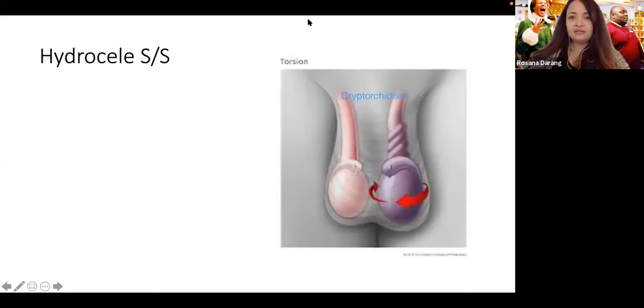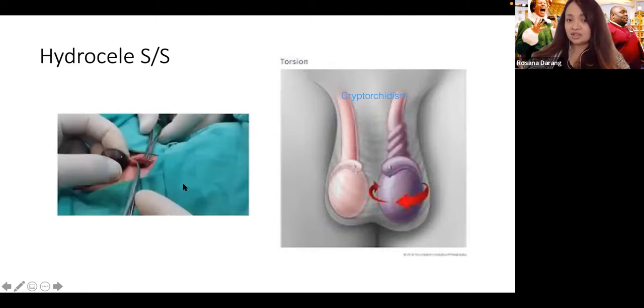One of the things that can happen with a hydrocele is this. You see the arrow showing you that the testicle is twisting. Okay, what that is called is a testicular torsion. Let me type that once again. Testicular torsion.